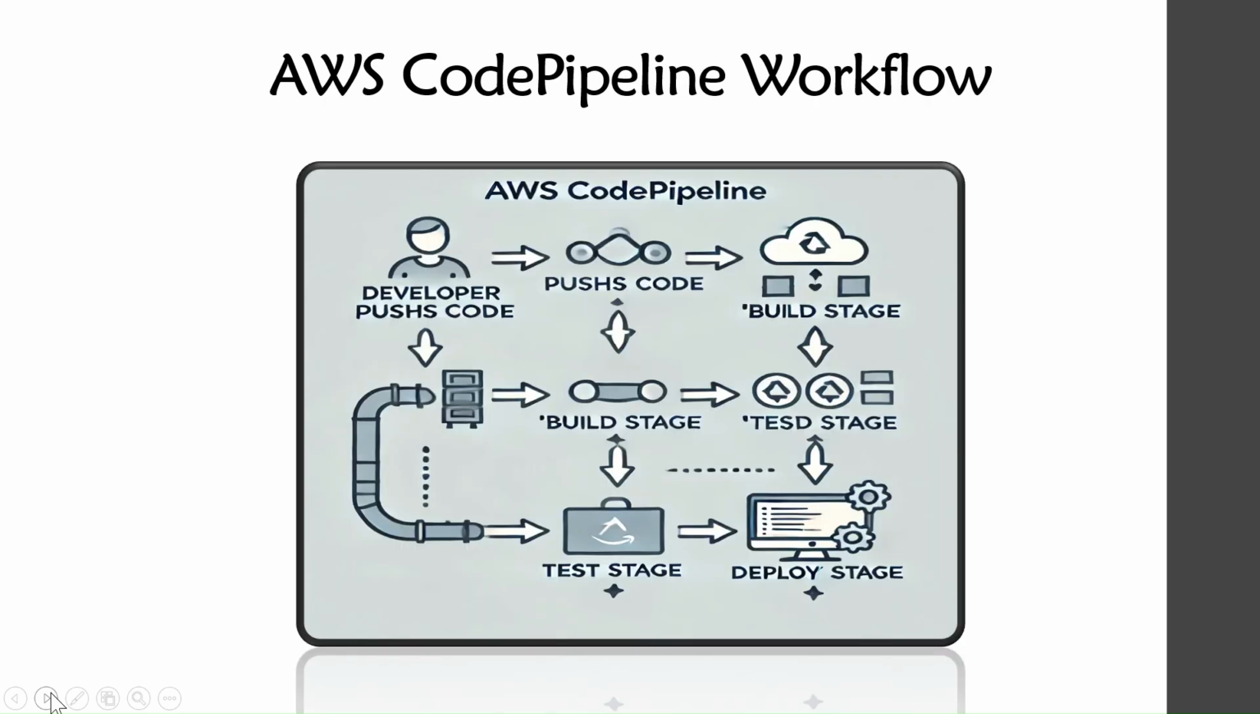So next, how the CodePipeline will work, the workflow. Here a developer pushes the code first, and this is the workflow. In this we have some steps. The first step is the developer pushes the code. This process begins when a developer pushes new code to a version control system like GitHub or AWS CodeCommit. This triggers the pipeline to start the automation process.